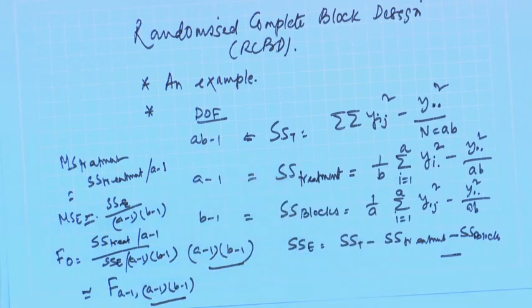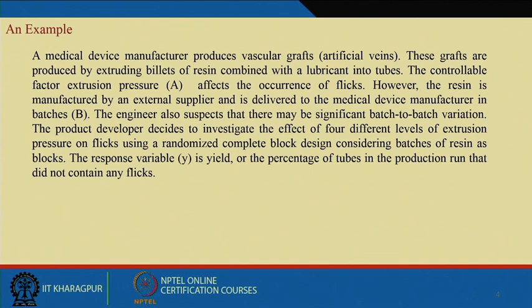So, we will see one example, some kind of tutorial. Here the example is a medical device manufacturer that produces vascular grafts. This is known as artificial veins. These grafts are produced by extruding billets of resin combined with a lubricant into tubes. The controllable factor is extrusion pressure, which affects the occurrence of flakes, which is basically a defect. However, the resin is manufactured by an external supplier and is delivered to the medical device manufacturer in batches. So, different batches of resin are used to manufacture this.